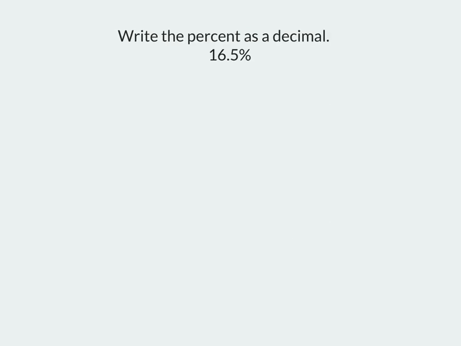Write the percent as a decimal. We have 16.5%. Now we're going to convert it to a decimal. To do this, we'll do the opposite, so we'll divide by 100. So you take 16.5 and divide by 100. This moves the decimal 2 places to the left. So my final answer is 0.165.